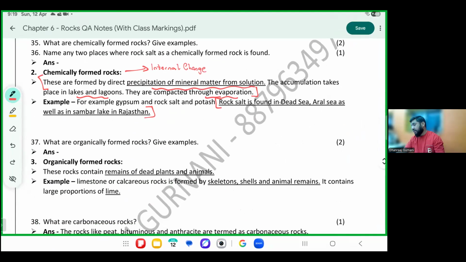Organically formed rocks. Organic means, please mark, remains of dead animal and plants. Examples are shells, animal remains. It contains large portions of lime also.